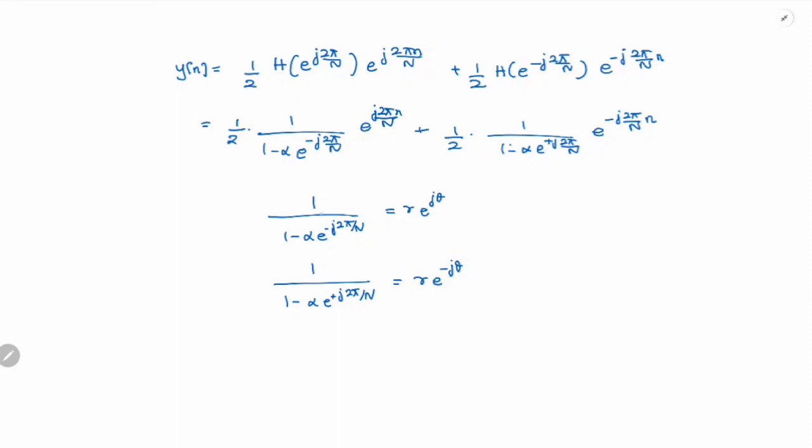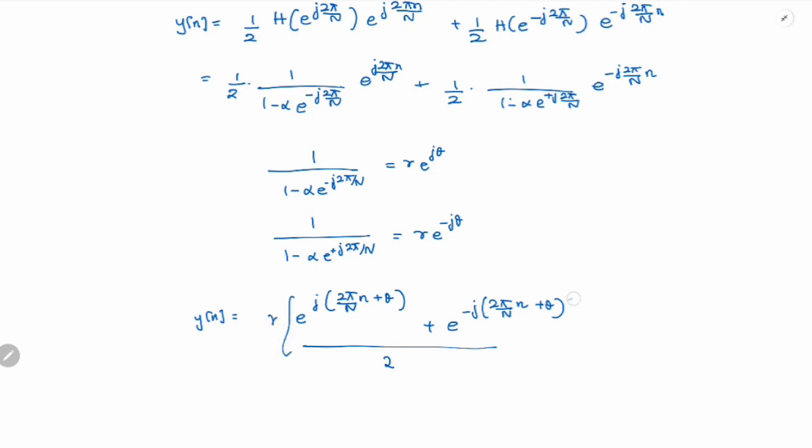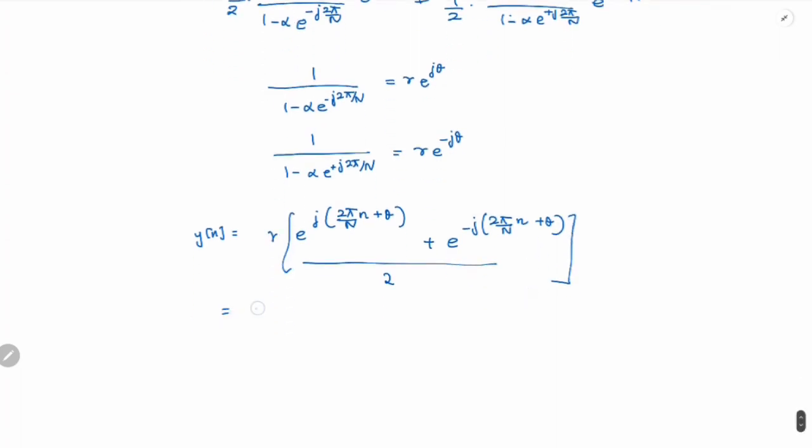Assuming that alpha is real, when I take a conjugate, we get this. And r is also real, let's say. So then your y of n, I can write it as e power j into 2 pi over N n plus theta, plus e power minus j 2 pi over N n plus theta again, because you'll have minus, divided by 2, and you'll also have an r term outside. So this is what you'll get, and if you simplify, you'll get r cos of 2 pi over N into n plus theta.